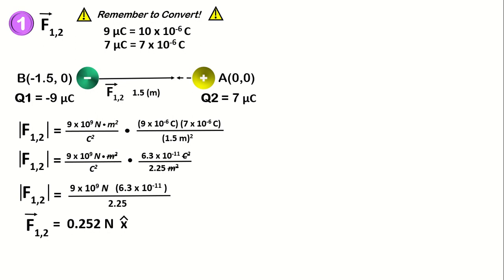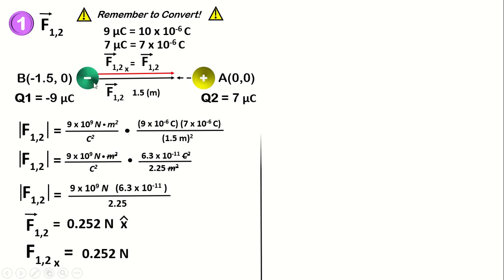And evaluating this should yield us a value of 0.252 newtons in the positive direction. And that's the case since, as we can see, it's in the positive x direction, right? That's this direction right here. Q1 is being attracted to Q2 in the positive x direction, so towards the right. So the vector would just be in the positive x direction, and that would represent the x component, since there's no y component in this case.